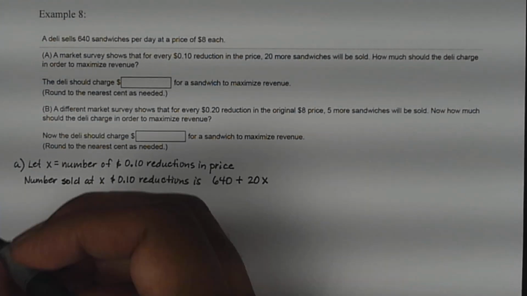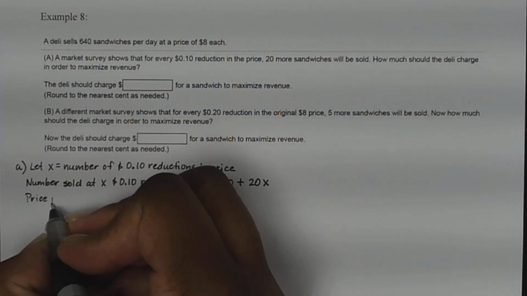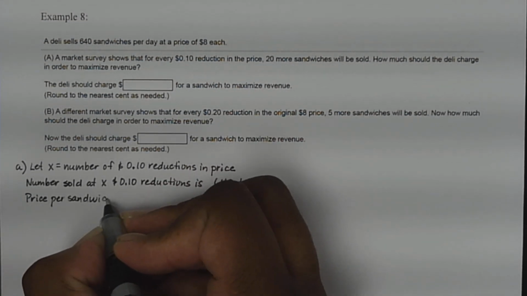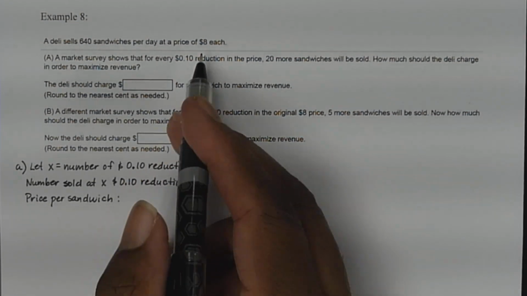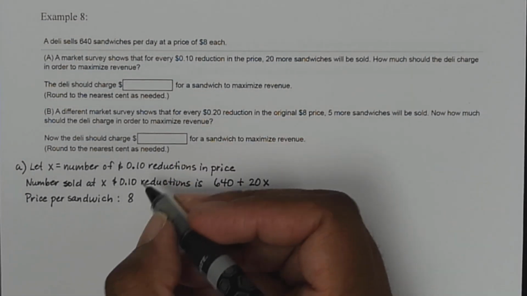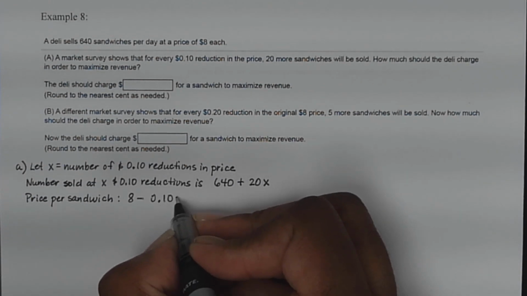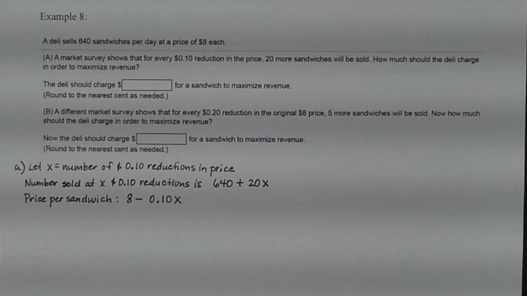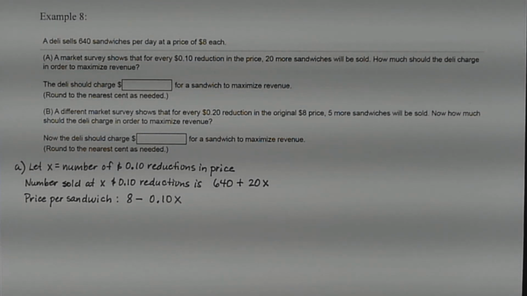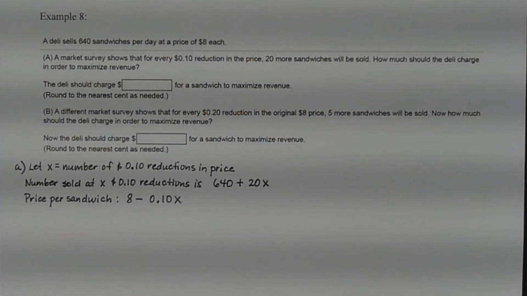Okay, now the next thing we need to find is the price per sandwich. The price here is 8 dollars. Well, we're going to have 10-cent reductions in the price, so it'll be minus 0.10 times the number of 10-cent reductions. That'd be 0.10x. So this is our algebraic expression for the price per sandwich, 8 minus 0.10x.